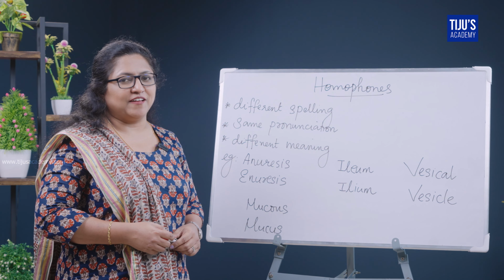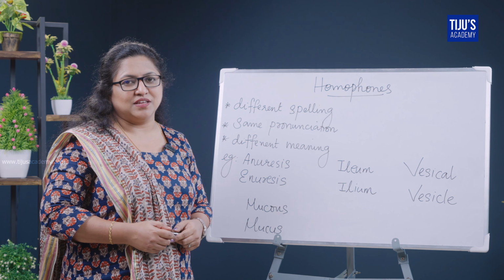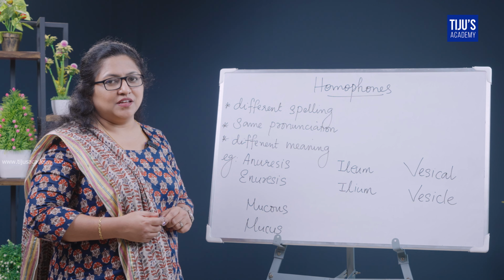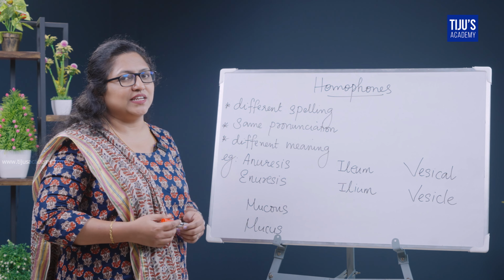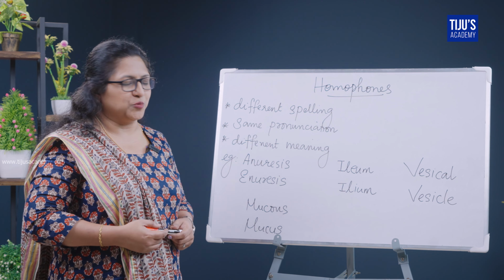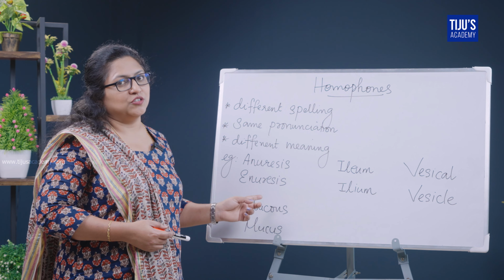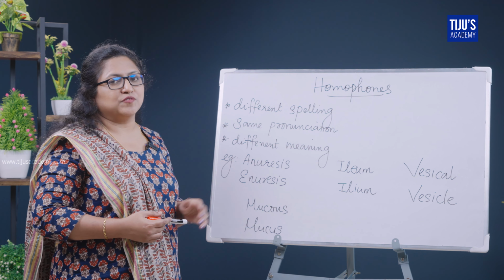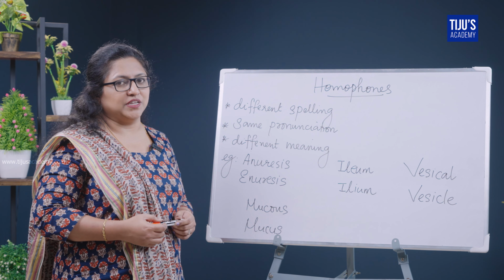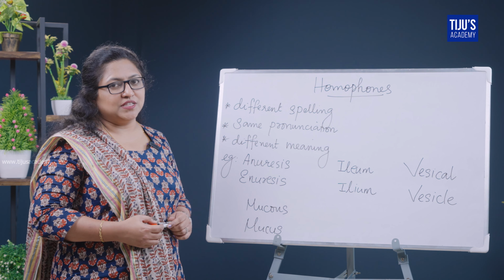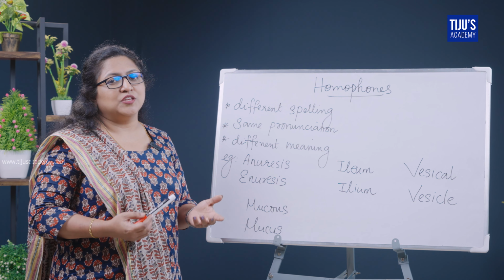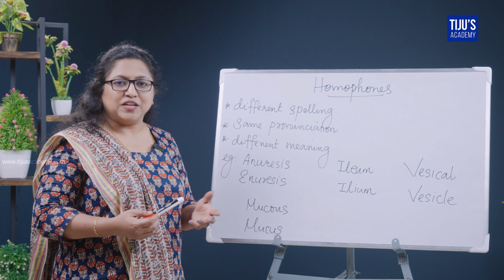The next term we have is homophones. These have different spelling, same pronunciation and different meaning. So I have selected a few OET related terms which would help you. Anuresis, enuresis. As you can see, they are pronounced the same, but they have different spelling and a different meaning. Anuresis here means lack of urine, whereas here it means urine incontinence or bedwetting.